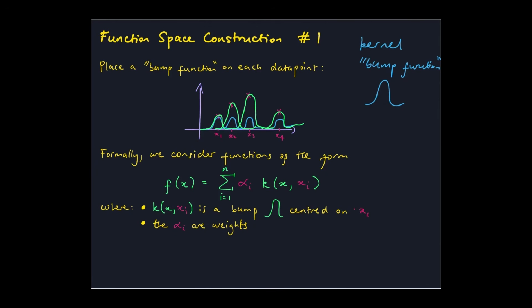It's a natural way to proceed. Let me explain a little bit about what k of x and xi means. Roughly, you can think of it as k of x comma 0. And then you should think about this xi as allowing me to translate this bump along the x-axis to be centered on that ith data point.